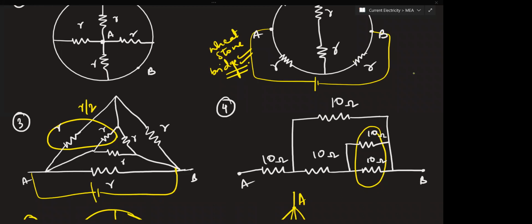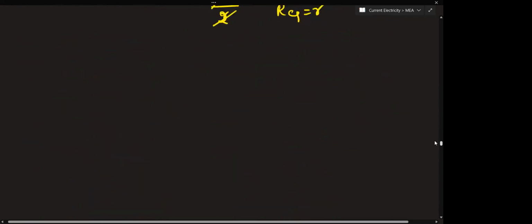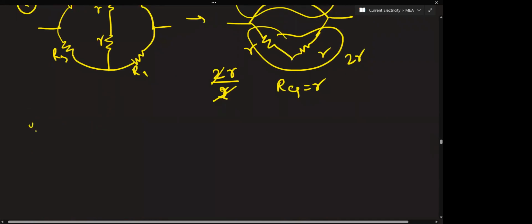Let's discuss the fourth part first, because most of you are trying the third part. See, these two are connected in parallel. If these two are connected in parallel, this makes it 5. So see how the circuit will look. I'm discussing the fourth part first because most of you have answered it correctly.